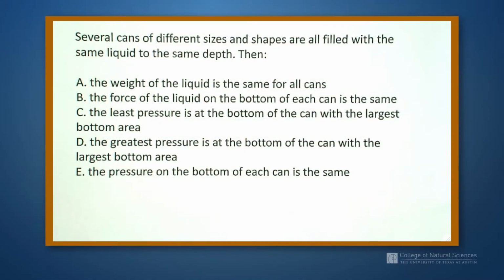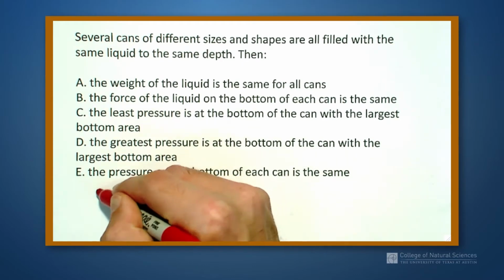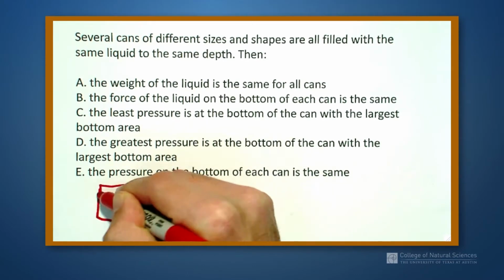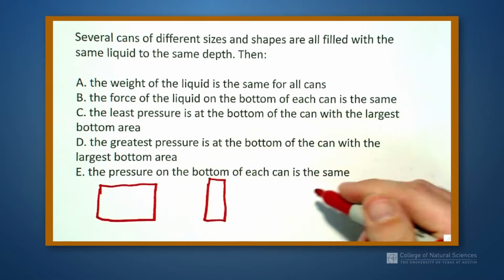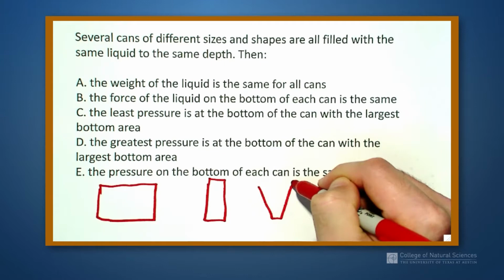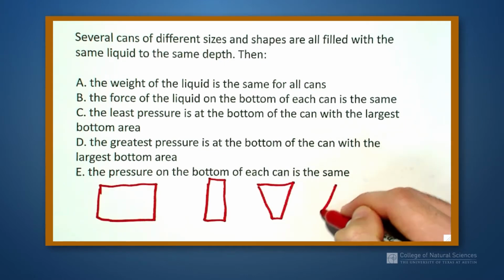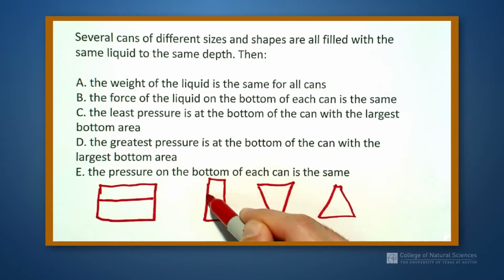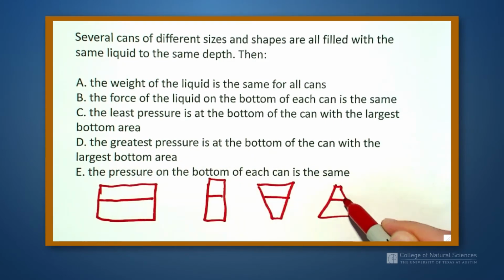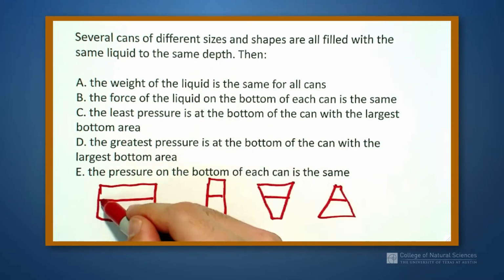So this question says that we have several different cans of different sizes and shapes, all filled with the same liquid to the same depth. So I'm going to have a big fat can, a little skinny can, a weird shaped can, and the opposite one, but I'm going to fill them all to the same depth.